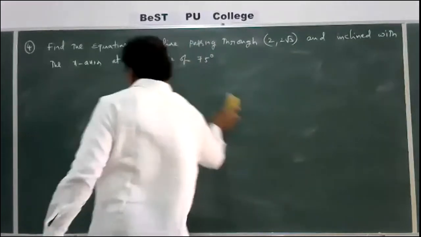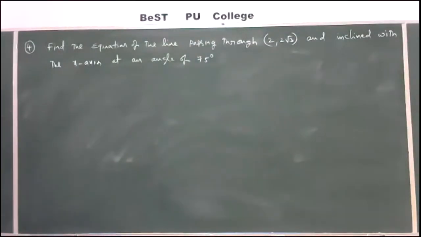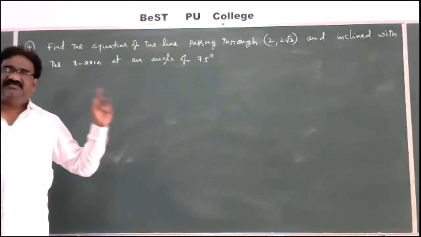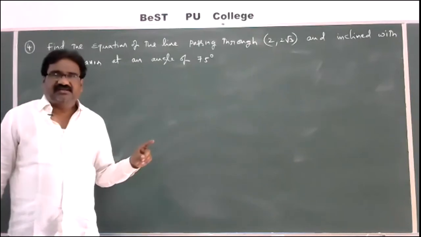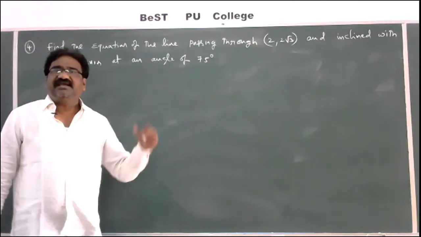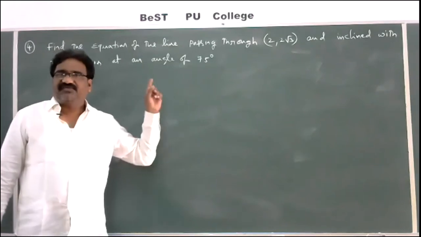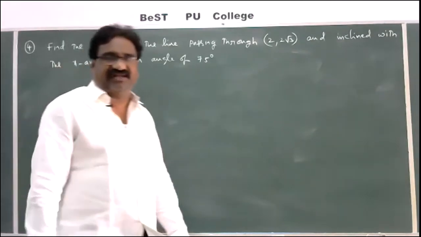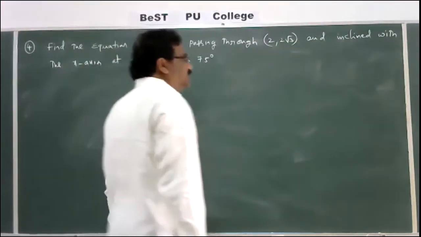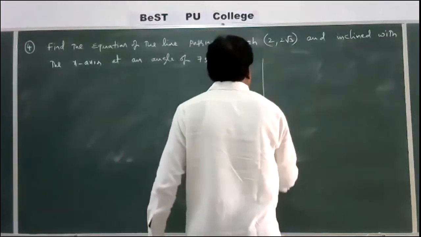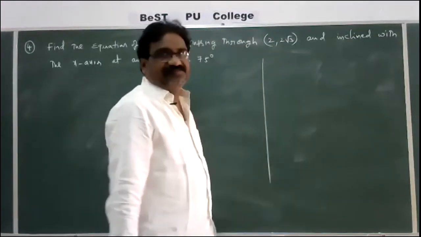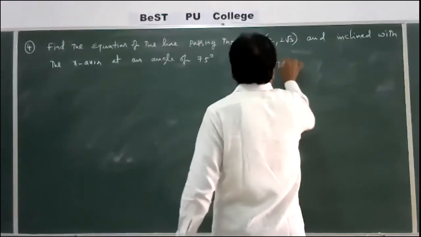So the point is given. Here the slope is not directly given. The line makes an inclination, an angle theta in the positive direction of the x-axis, that is 75 degrees. So how do we find tan 75 degrees? First, we discussed trigonometry, tan 75 degrees.